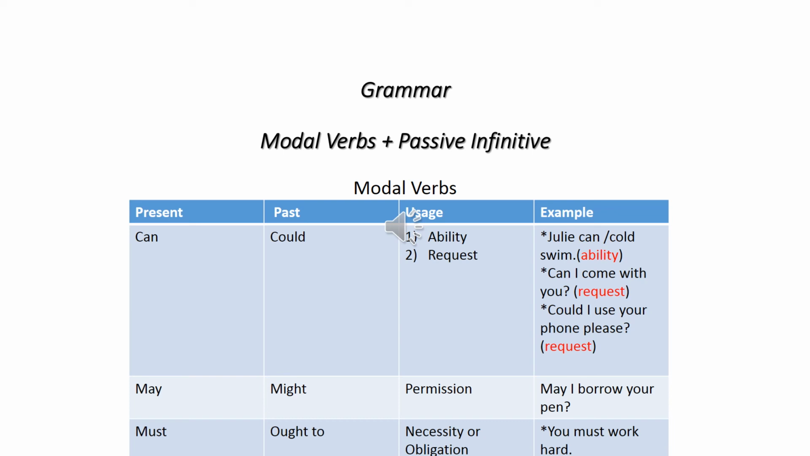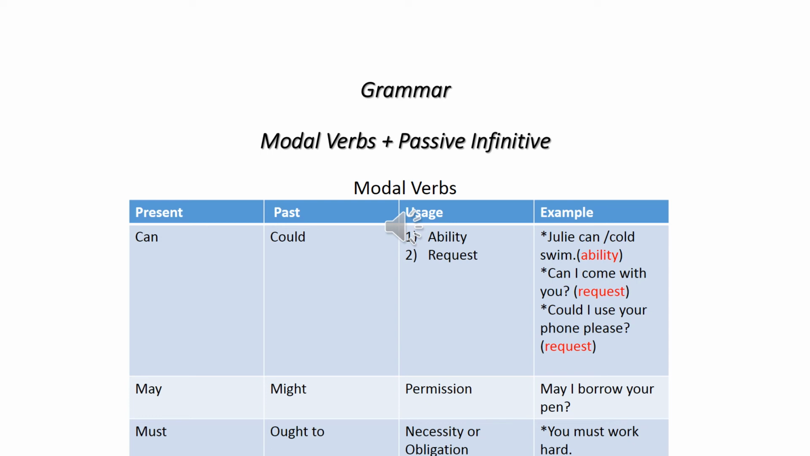The second usage is request. Request means when you ask someone to do something. For example, if you ask your brother or your sister, can I come with you? It expresses a request. Can I come with you? The third example, if you ask your friend to use his or her phone, you will say, could I use your phone please? You ask him or her to use his or her phone.